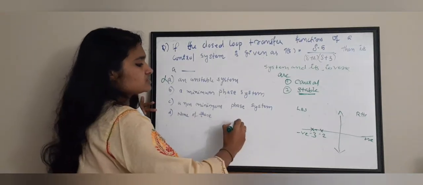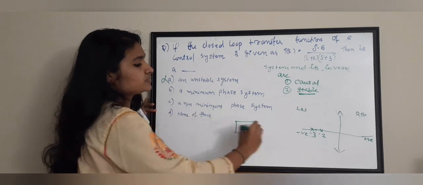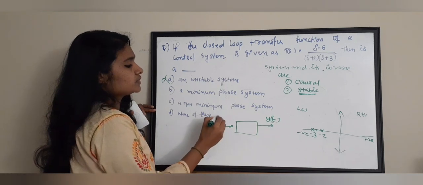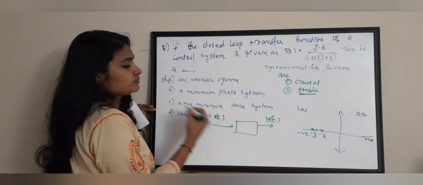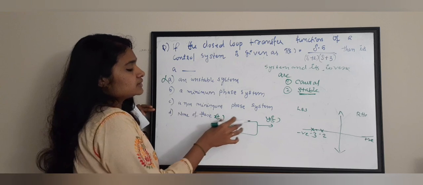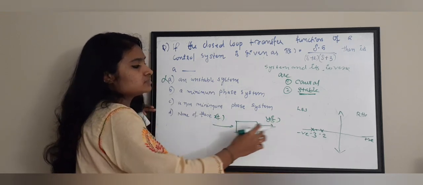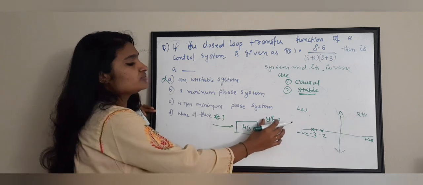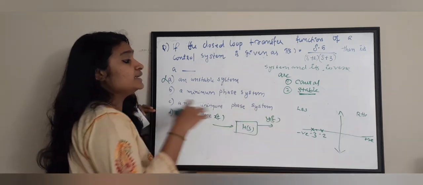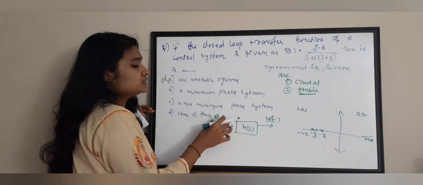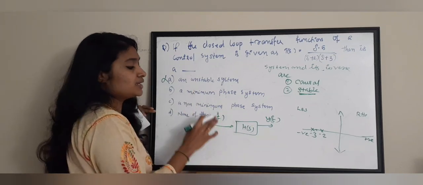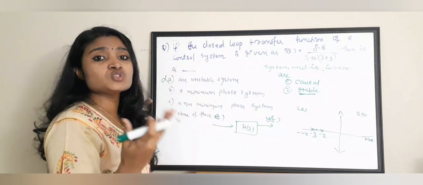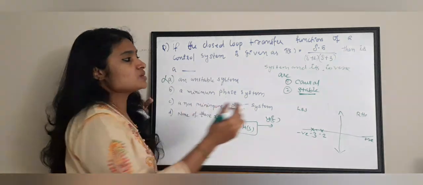I'll draw a system here. So this is a system. This is the output. This is the input x of t. Let the transfer function be h of s. The output of the system, y of t, depends on the current input and the previous or past inputs only, not on the future inputs. Such a system is called a causal system.